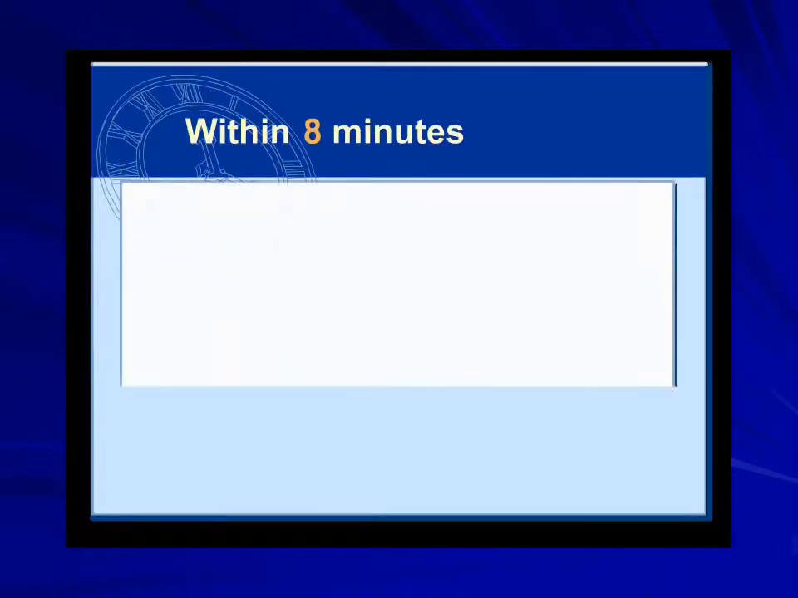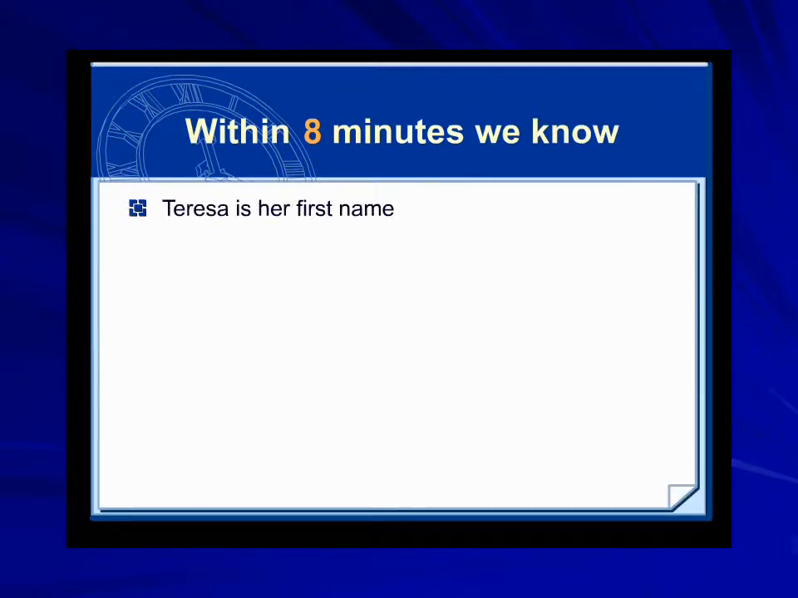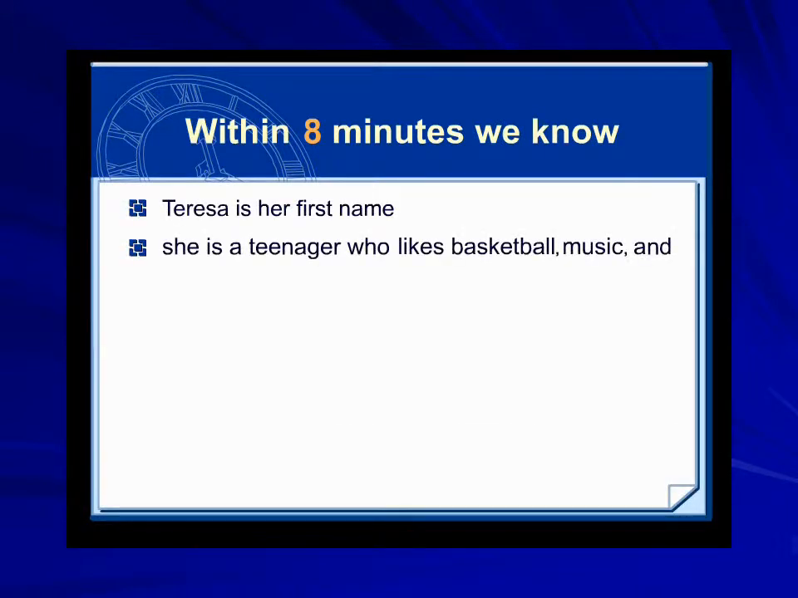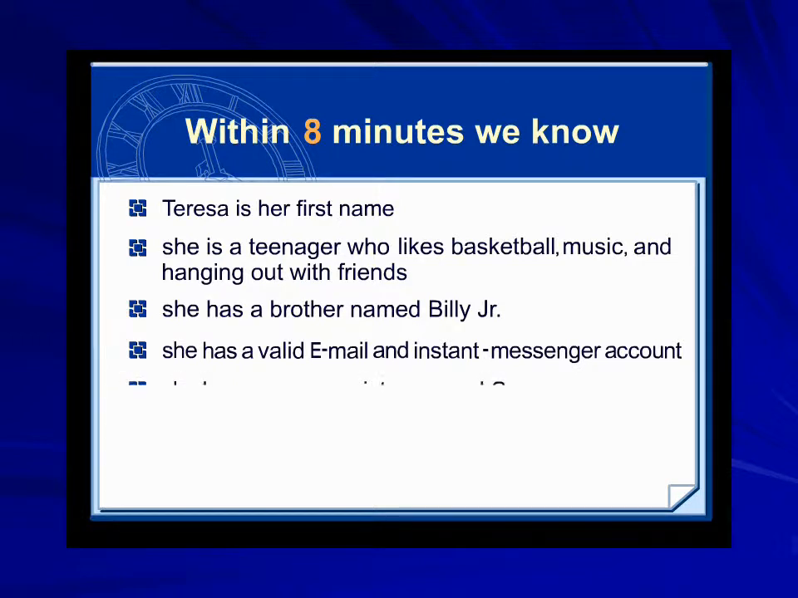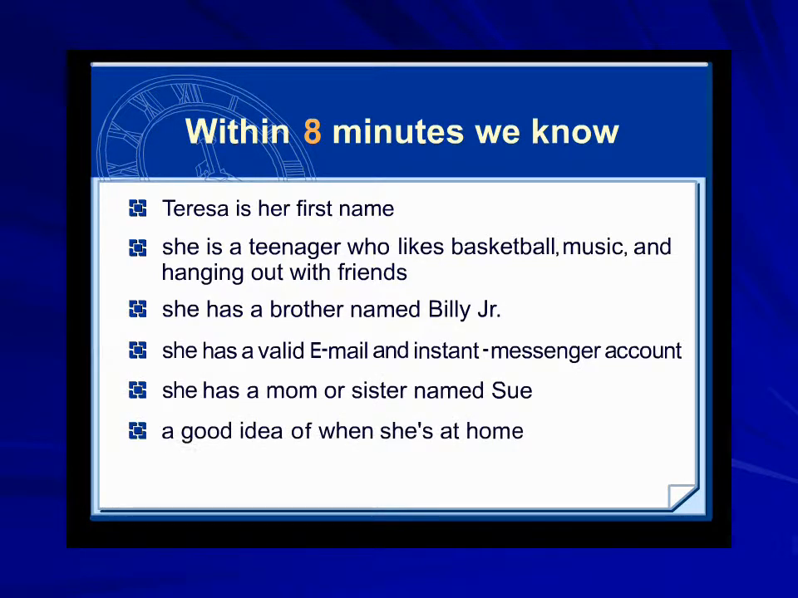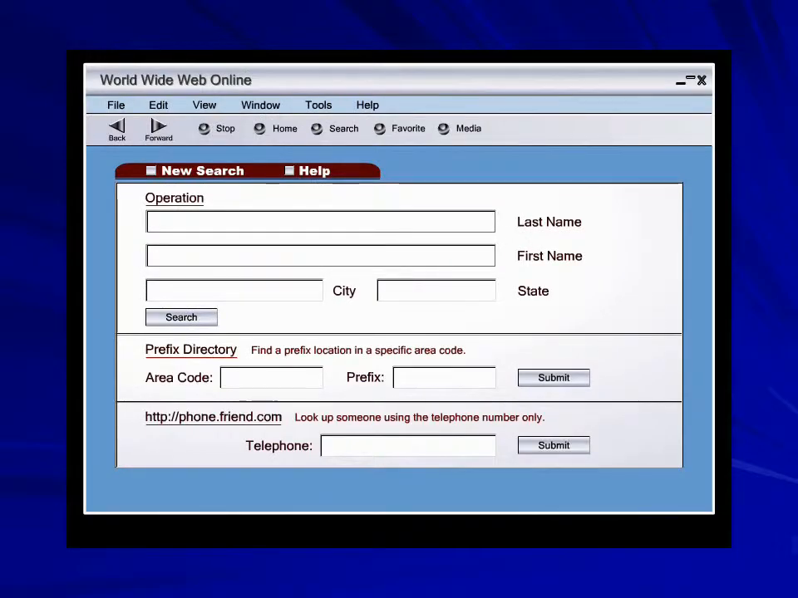Within 8 minutes, we know that her first name is Teresa. She appears to be in her teens. Her interests are basketball, music, and hanging out with friends. She has a younger brother named Billy Jr. She has valid email and instant messenger accounts. She has a mom or sister named Sue. We have a good idea of what time of day we could find her at home, and we know her home telephone number. How useful is her telephone number?